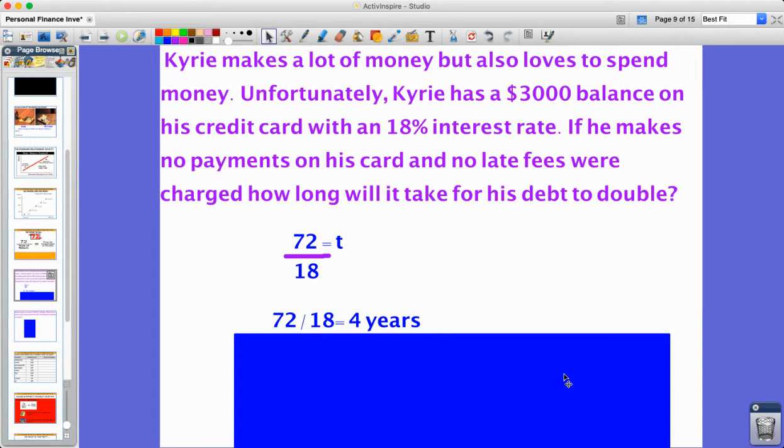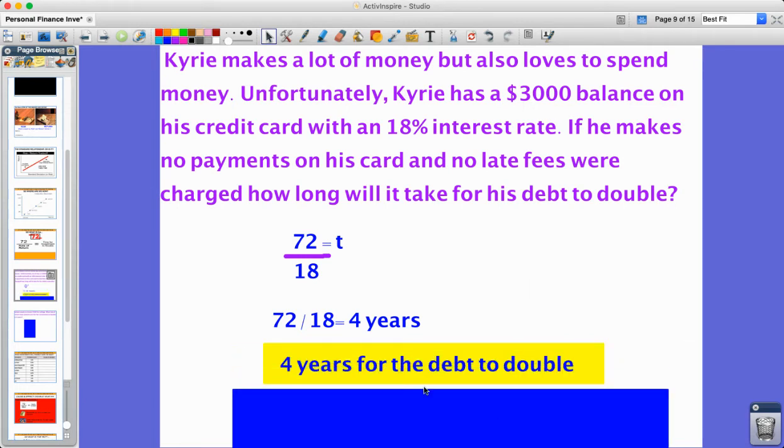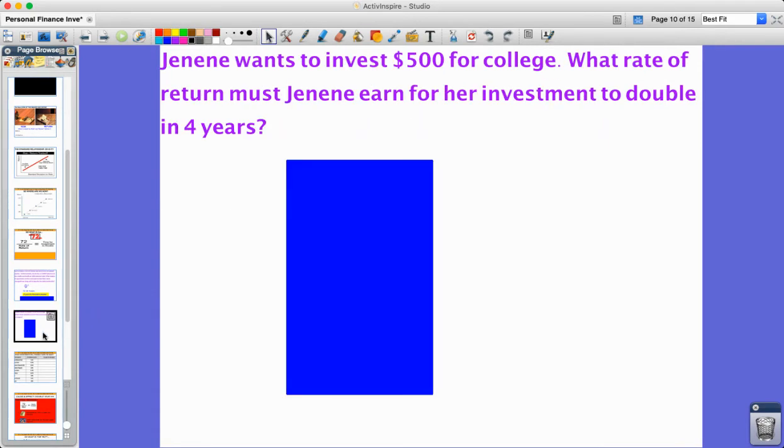So we have 72 divided by 18, 4 years. So in 4 years, Kyrie will not owe $3,000, he'll owe $6,000. Okay, so in 4 years, his debt will double. Okay, this is how credit card companies keep you in debt over time. Okay, let's look at another example.